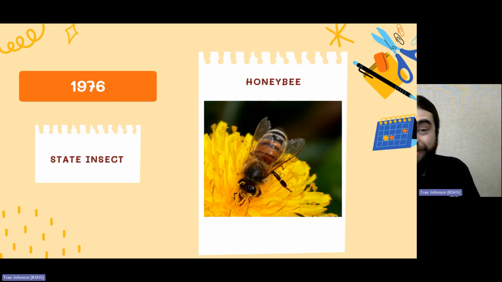In 1976, we get our state insect, the honeybee. The honeybee is an important pollinator that produces honey. Honey is produced by the insects for food for the hive, but they produce much more than they need to. This overproduction allows humans to enjoy the tasty food as well. In 1976, school children made a petition asking for the honeybee to be the state insect of Kansas.